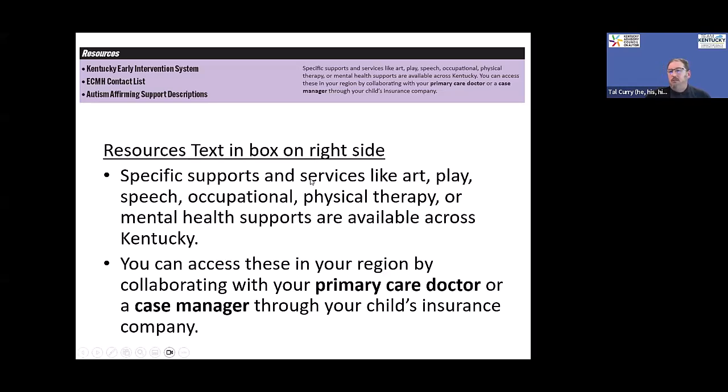So MCOs, knowing families oftentimes don't realize that they can get case management services through their MCOs. That oftentimes to get occupational speech therapy, they've got to have a primary care doctor's referral to a support like that. And you also notice that some of the resources on here, it doesn't mention ABA, Applied Behavioral Analysis, because this was created with autistics.